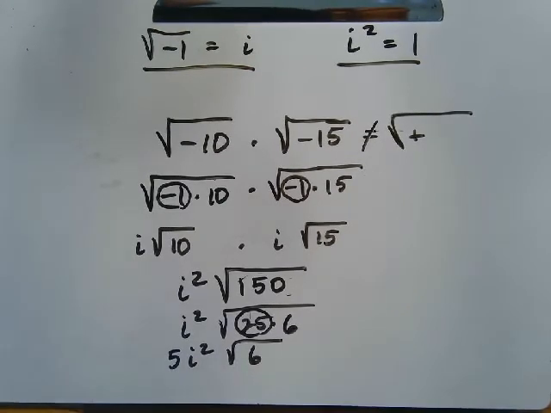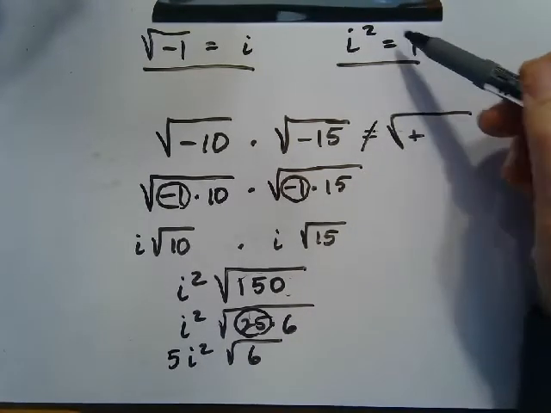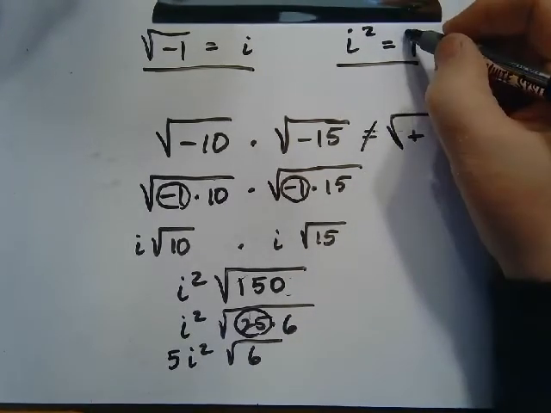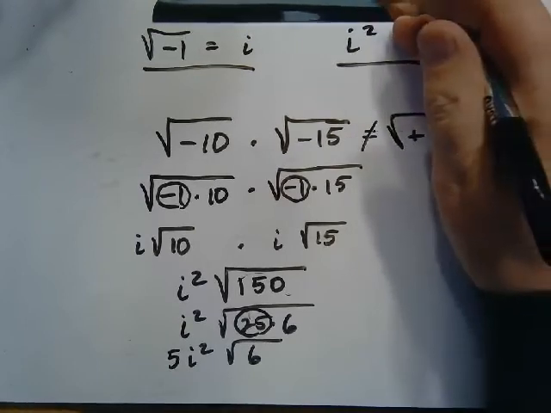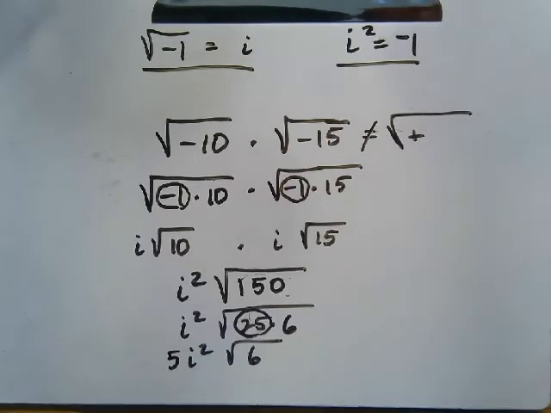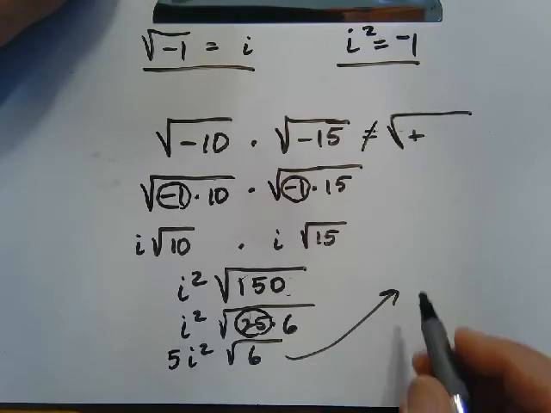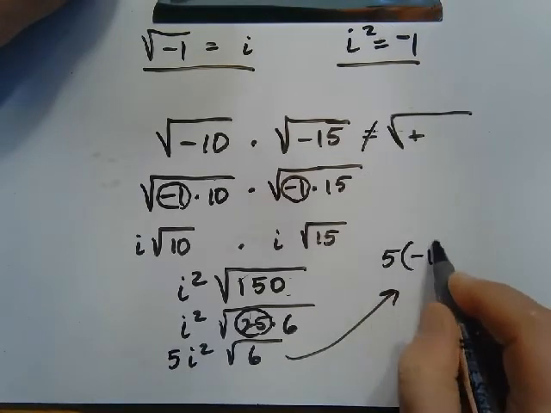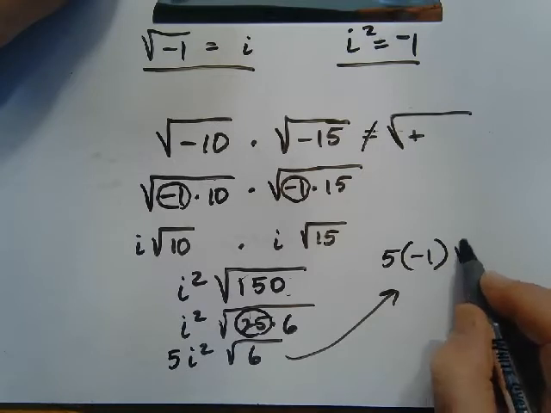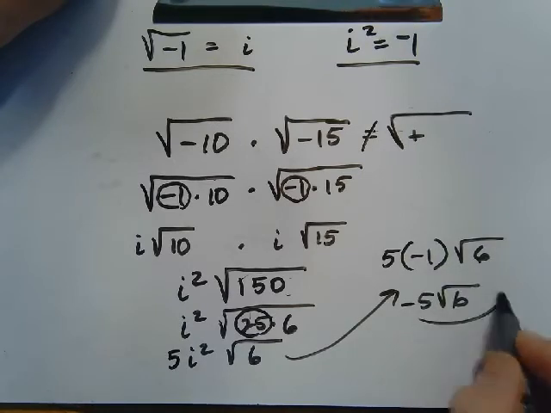But now, before we walk away from this, let's remember that i squared can be simplified. Look at that. i squared is actually, whoops, this should say a negative 1 here, not positive 1. i squared is a negative 1. Some of you may have noticed that at the top of the problem and didn't say anything. Okay? So if i squared is a negative 1, we end up with 5 times a negative 1 times the square root of 6, or negative 5 square root of 6.